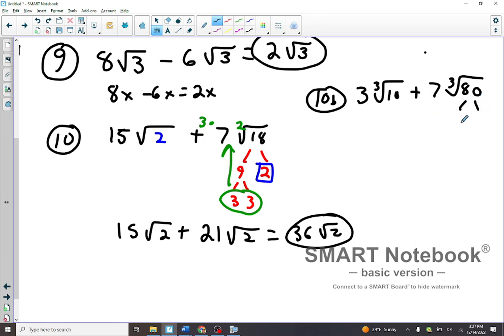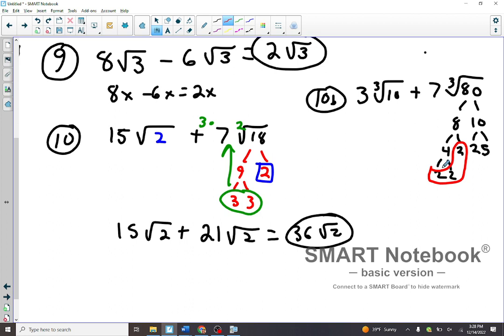I covered everything. Okay. So I'm going to break down this 80 to 8 and 10. I'll break down the 8. This is a 5 and a 2, 2 and a 4, 2 and a 2. So in this case, I have a triple 2. And I need a triple.